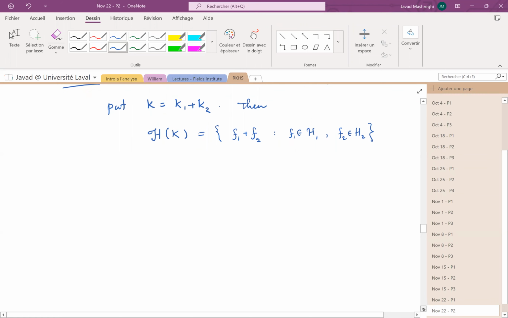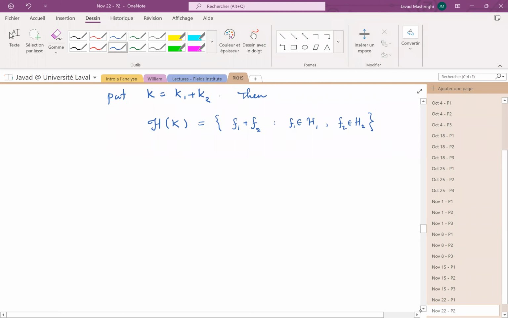The representation is not unique. I mean, different elements, different F1 and different F2, you may add them together but obtain the same object. So if, moreover, for any F in HK, it is true that F can be written as F1 plus F2, but what can we say about the norm of F squared?